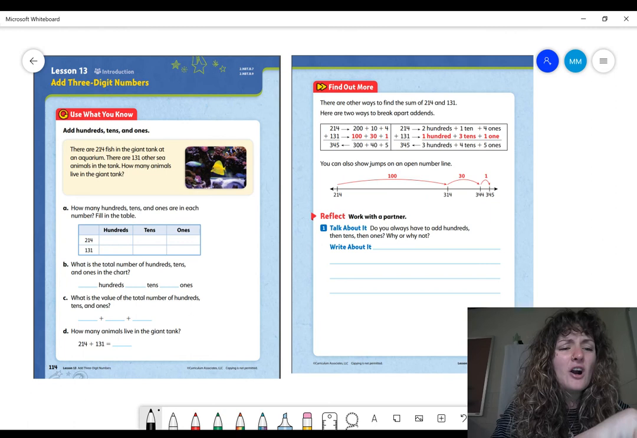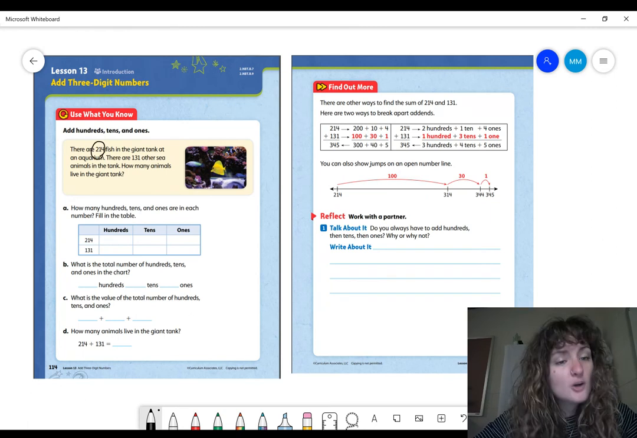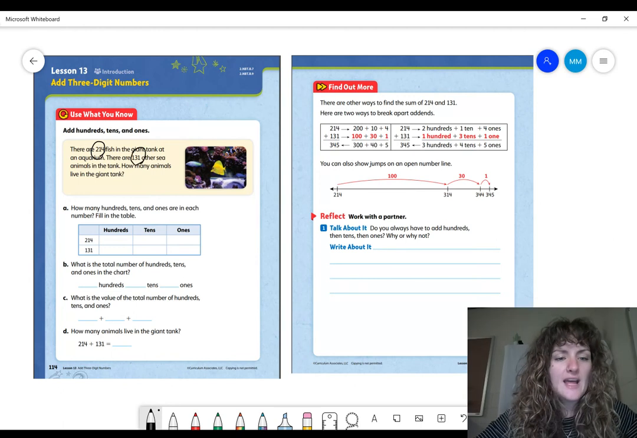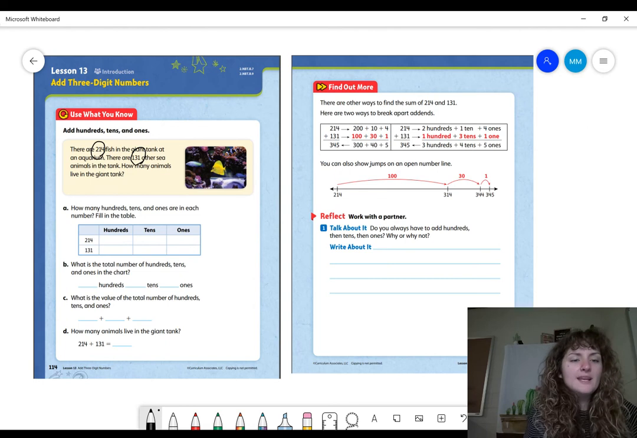It says there are 214 fish in the giant tank at an aquarium. There are 131 other sea animals in the tank. How many animals live in the giant tank?